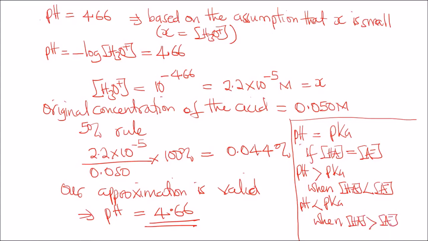So all this information is based on the HH equation. Important thing, we have to assume that X is small, and we need to make sure to test that assumption when using the HH equation for a weak acid.